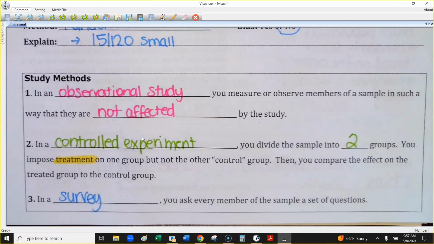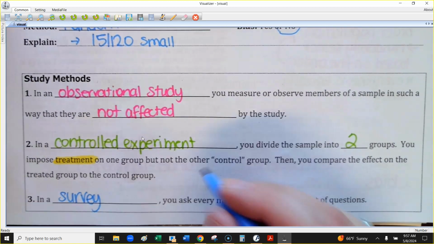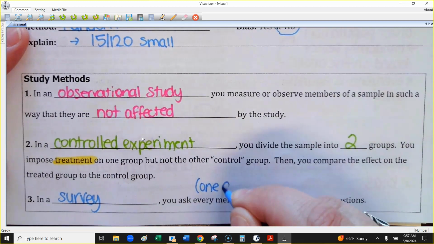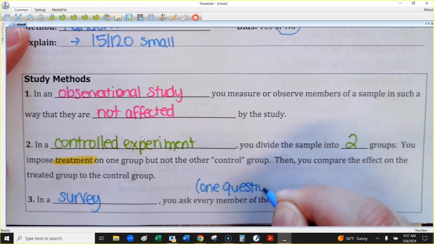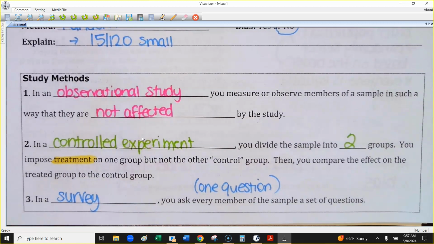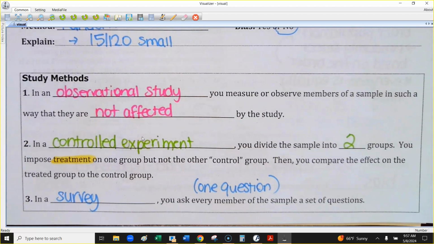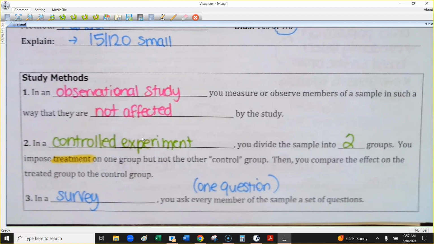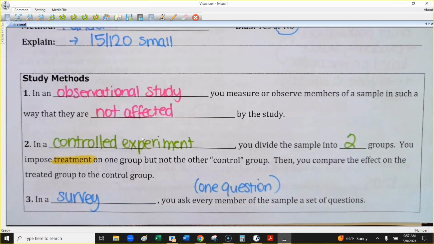The very last one is called a survey. Literally all you're doing with a survey is asking questions, and it doesn't have to be a set of questions. You could literally just ask one question. Like that example I had on the front, I said I was going to ask people if they like Pepsi or Coke better. It doesn't have to be a long questionnaire. It could just be one question.